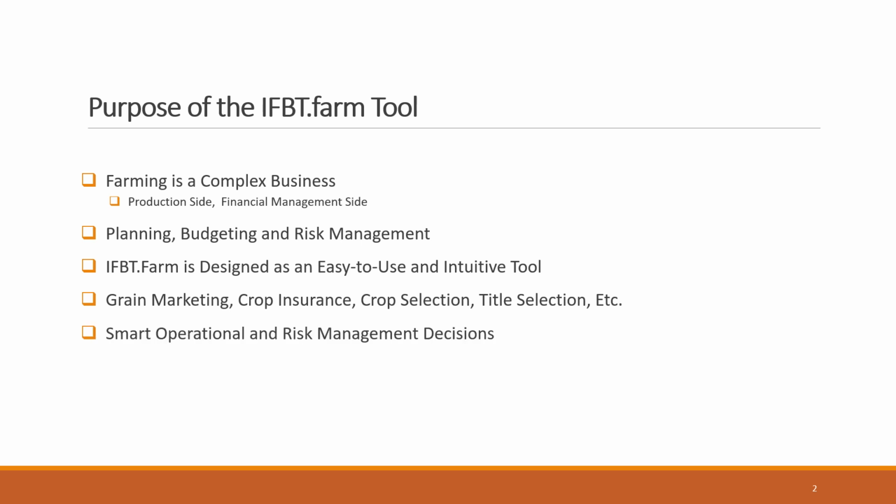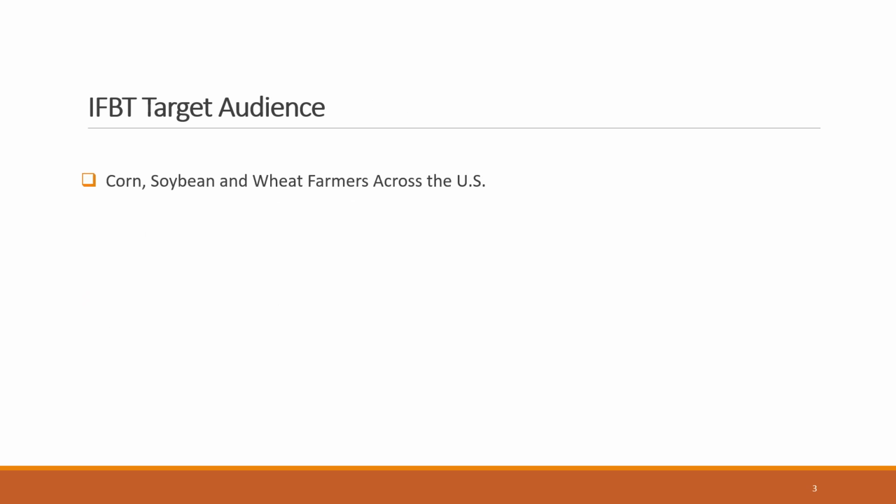Ultimately, this tool will allow for farmers, whether highly sophisticated financial managers or those who are really good at the production side of agriculture but not so strong on the financial management side, will give them smart operational and risk management tools so that they can make smart operational and risk management decisions. The target audience for the tool is corn, soybean, and wheat farmers across the United States. We cover states and counties that cover 98% of all the corn, wheat, bean production in the U.S.